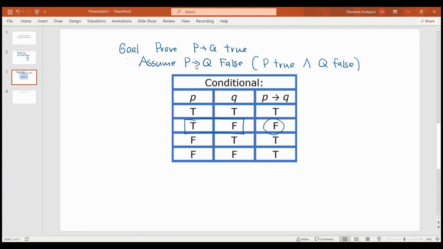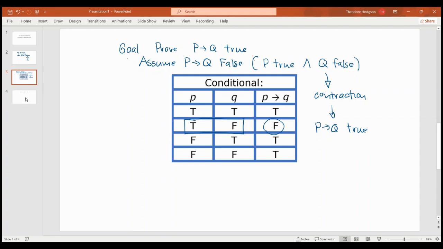What we hope, if the original statement is actually true, is that this assumption will lead to a contradiction. That says that our assumption that P implies Q is false cannot be true, which says that P implies Q must be true.